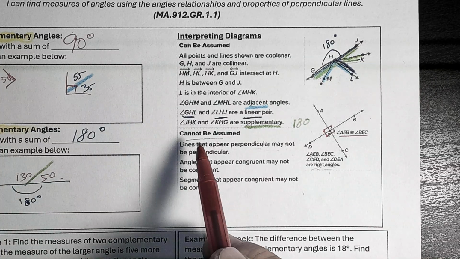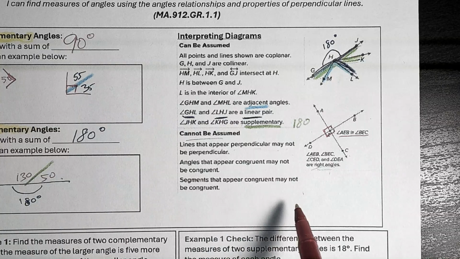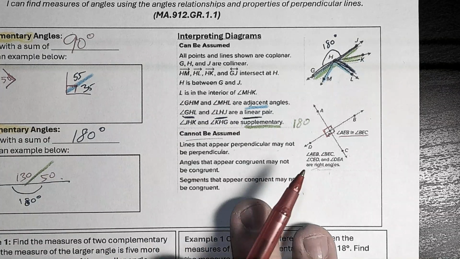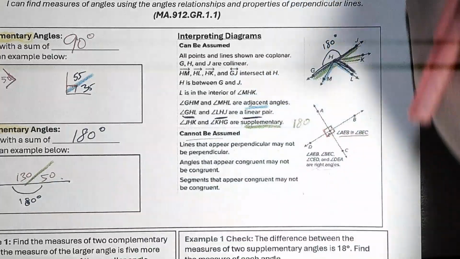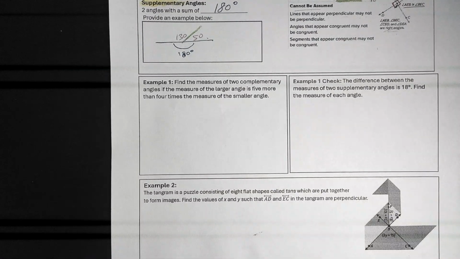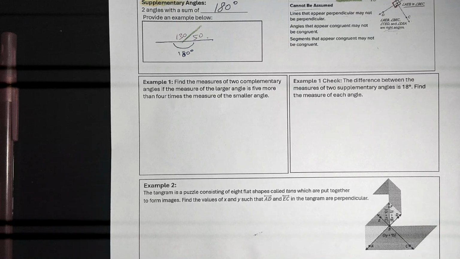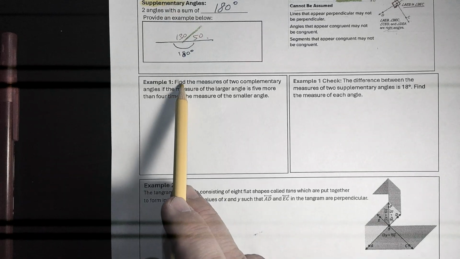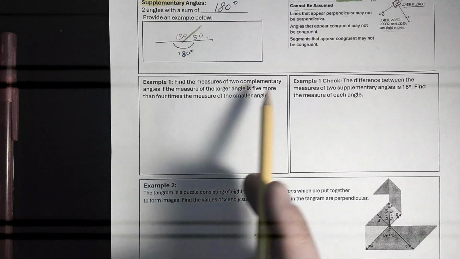Unless we have proof or we're told in the problem, we can't just assume something. That's the purpose of all this. I hope you got that. All right, so let's back up. We're going to come over here, and I'm going to approach this problem and teach it to you guys the way I do it. So as I'm reading, find the measures of two complementary angles.